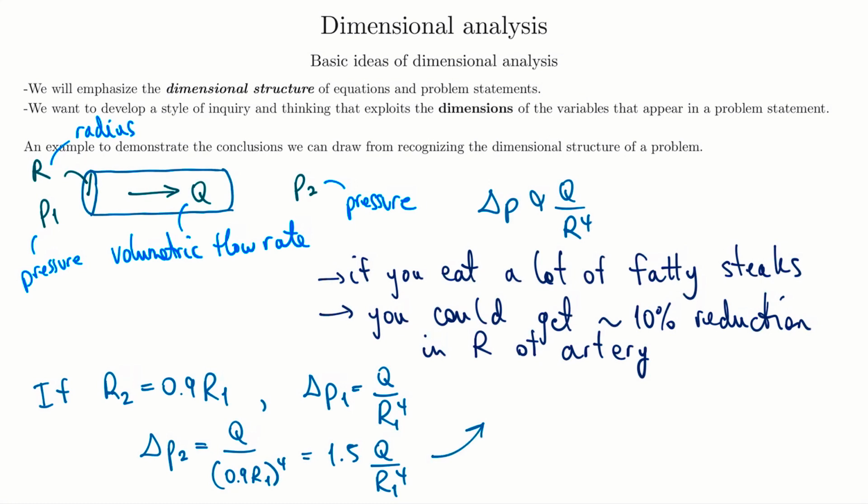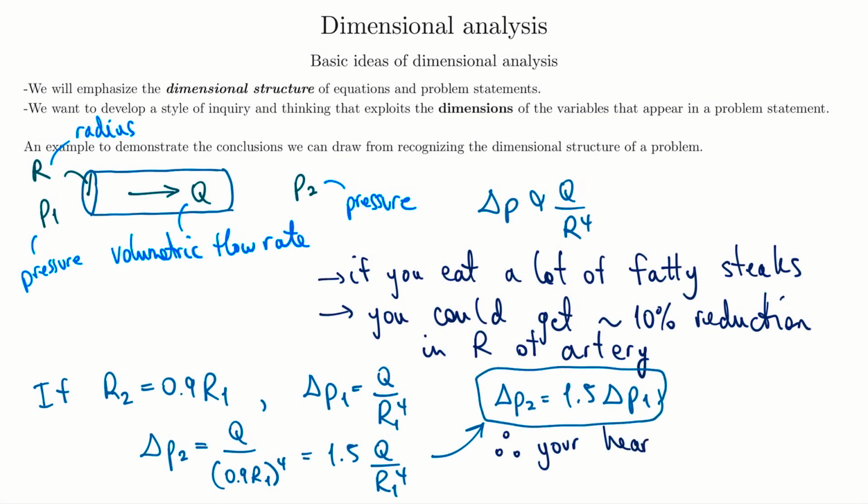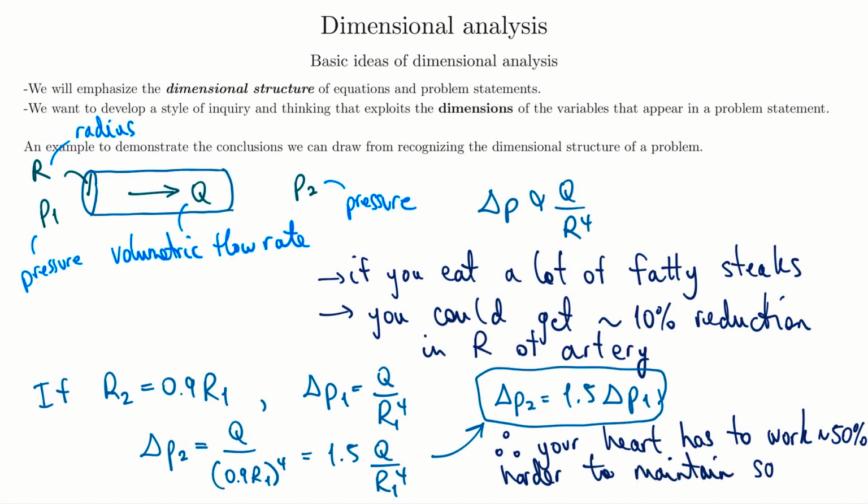And now we compare the delta P1 before we had the radius of our artery reduced, to delta P2 after we have our radius reduced, and we see that the heart has to work roughly 1.5 times what it did before. So that's 50% harder your heart has to work to get that pressure difference to flow the same flow rate of blood through your arteries. Right? Now we got all that just from looking at the dimensions. So that's the kind of thing that's super powerful.